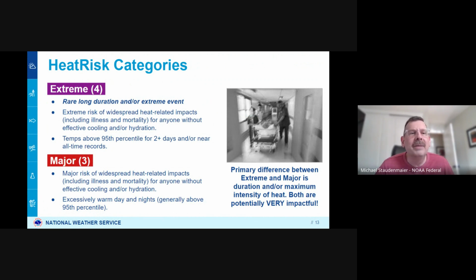The next category is the major category, colored red and numbered 3. Again, I'll let you read the words here, but the important takeaway is that there really isn't much difference between magenta and red days. Both magenta and red level events represent something in that top 5% of hottest days and nights in the climatological reference period for that location. But either the duration criteria or the extreme maximum temperature criteria weren't met for the red category to be augmented to magenta. But it's important to remember both categories are very impactful.